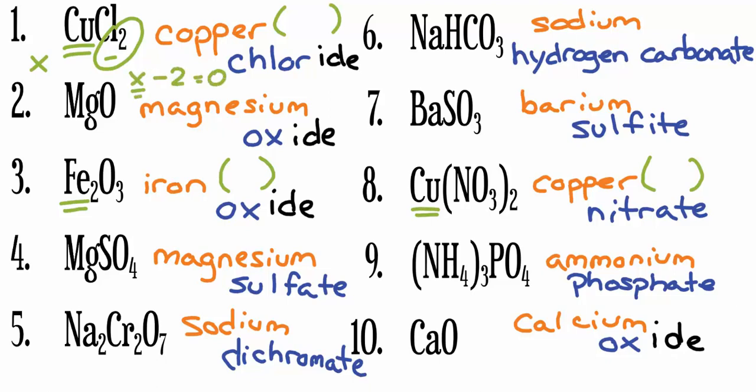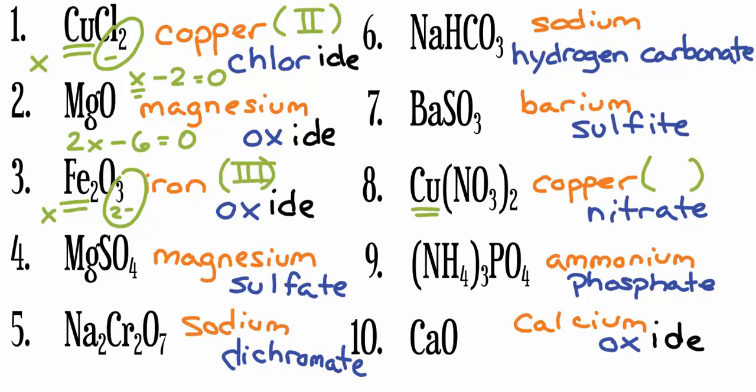With the iron, oxygen is in a position that it has a -2 charge. I have 3 of them. 3 times -2 is -6. I need to have a +6 coming from all of those irons. 6 divided by 2 is 3. So this is iron 3.